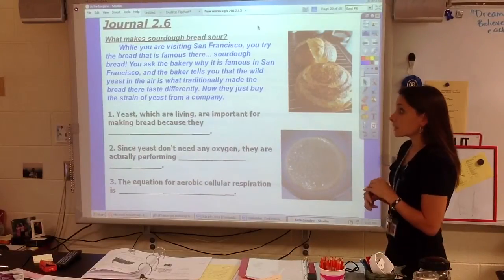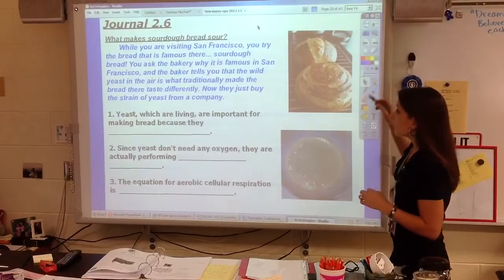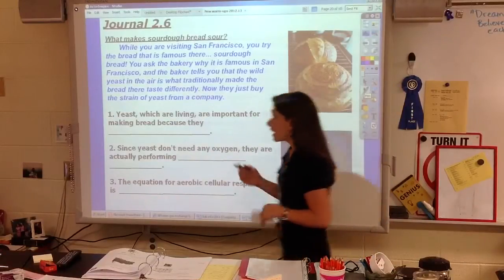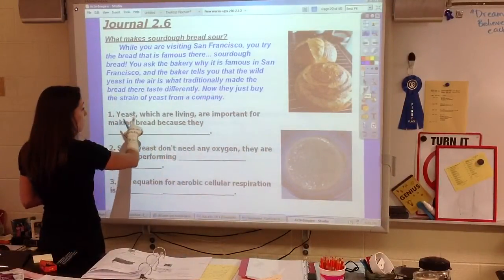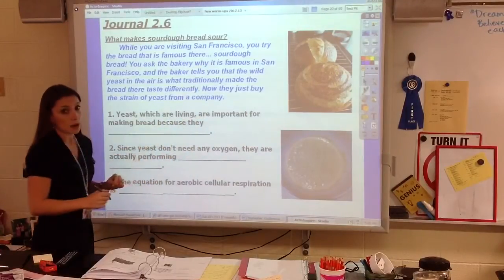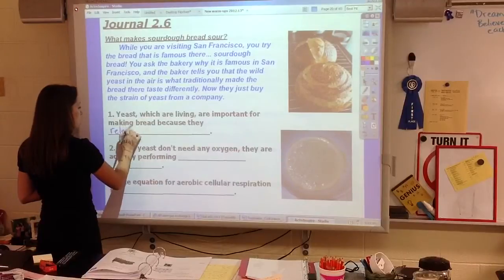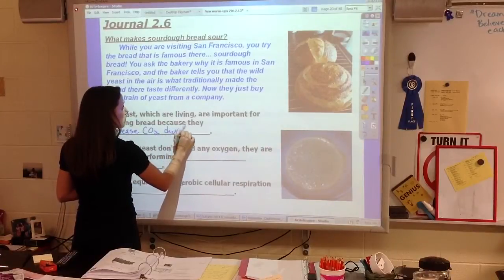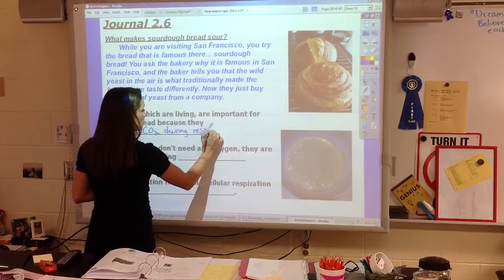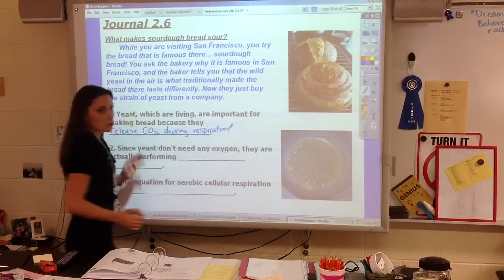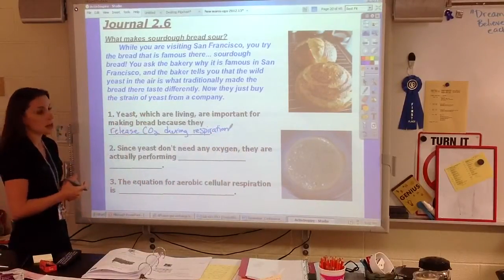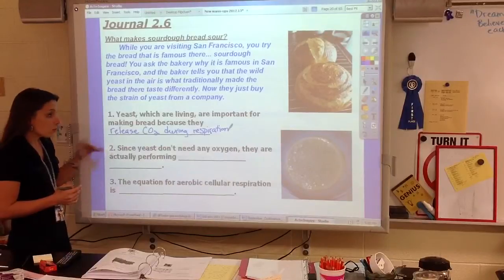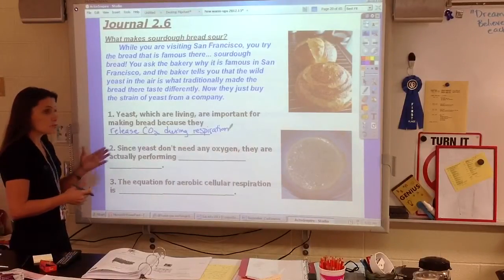The reason that the biscuits or the bread rise is because there's actually a living thing put into bread dough. That living thing is yeast. Yeast, which are living, are important for baking bread because they release CO2 during respiration. So that might have been a little bit hard. I'm not sure that we talked about specifically yeast releasing CO2. They don't, however, require any oxygen to do respiration.